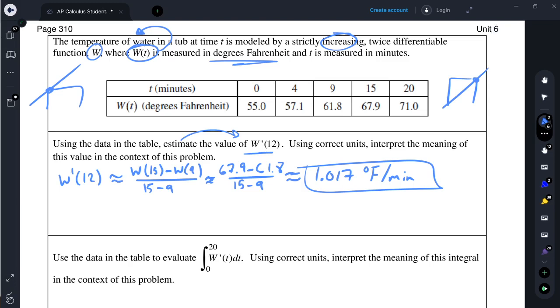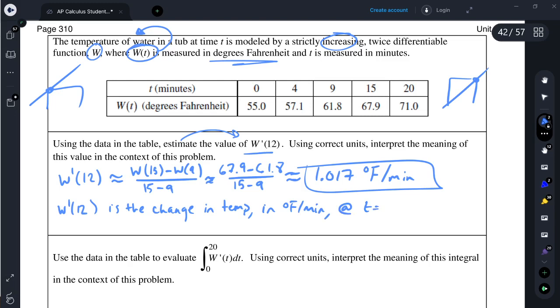Okay, and then what we'll say is that W prime of 12 is the change in temperature in degrees Fahrenheit per minute at time equals 12 minutes. You'd also say the temperature is increasing.